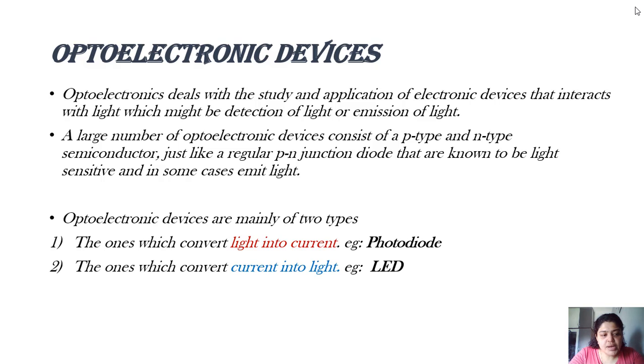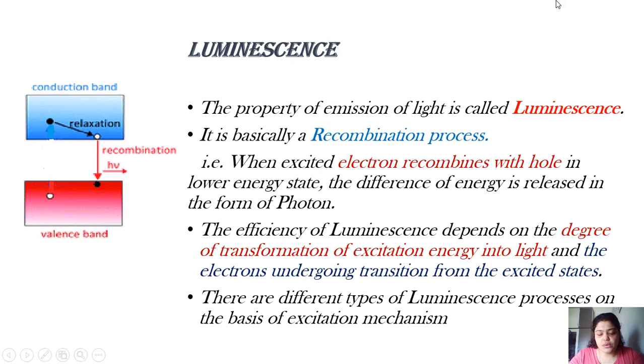Now basically the optoelectronic devices we are going to study in our syllabus are of two categories. One type of optoelectronic devices are used to convert light into current. Photodiode is an example. There are other examples too, but I have only covered those related to our syllabus. The second type are the ones which convert current into light. That is the LED. LED is an example which we are going to study in today's video.